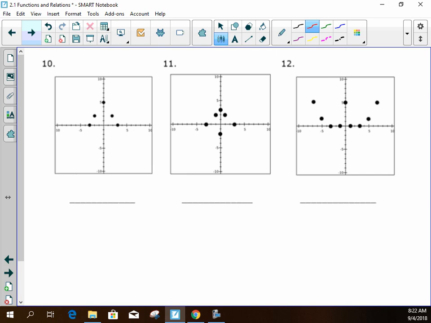Okay, now we get to these dots. What am I looking for? Well, I'm looking for stackers. I don't want any stackers. You see here, look. There's a stacker. That means no, not a function. Why is it not a function? Well, think about the x value. What's my x value here? 0. Well, this one's 0, this one's 0. Not a function. Do I have any stackers in number 12? No. So yes, this is a function.